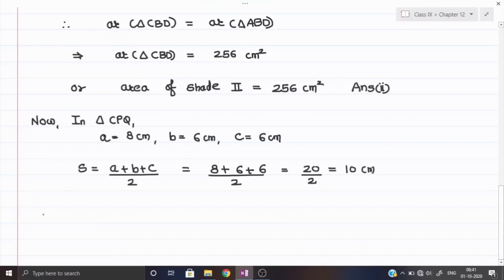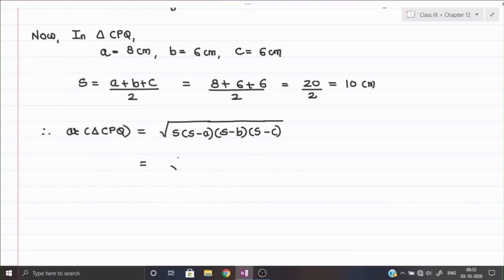Now let us find out the area. Therefore, area of triangle CPQ is equal to under root of S into S minus A into S minus B into S minus C. Now we shall put up the value of S, A, B and C. I am keeping the value of S as 10 centimeter, then 10 minus value of A, which is 8 centimeter, then value of B and C we are keeping as 6 centimeter. Now let us simplify this one.